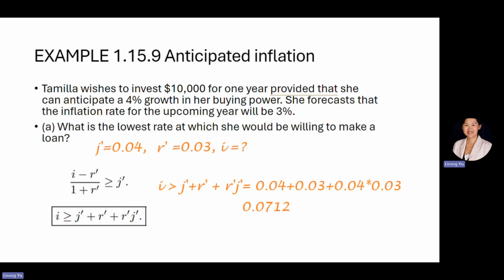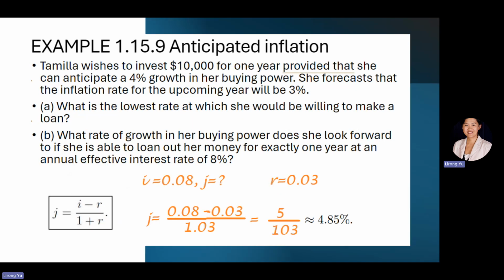Since we have the R prime and the J prime, it looks like the second formula will be useful. So the interest rate has to be higher than J prime plus R prime plus R prime times J prime. We put in all these numbers: 0.04 plus 0.03 plus 0.04 times 0.03, which gives us a final number of 0.0712. So the interest rate that we offer has to be higher than 7.12%. So look at the interest rate, look at the inflation, and you have your plans, and you have to reach your goal. This is part A, the calculation for the I.